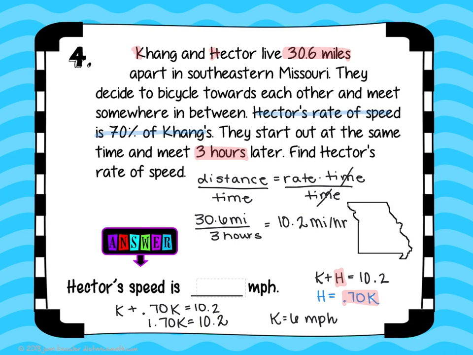Then I need to plug this back in because I'm really interested in Hector's speed. So I want to do this times 0.7. And we find out that his speed is 4.2 miles per hour.